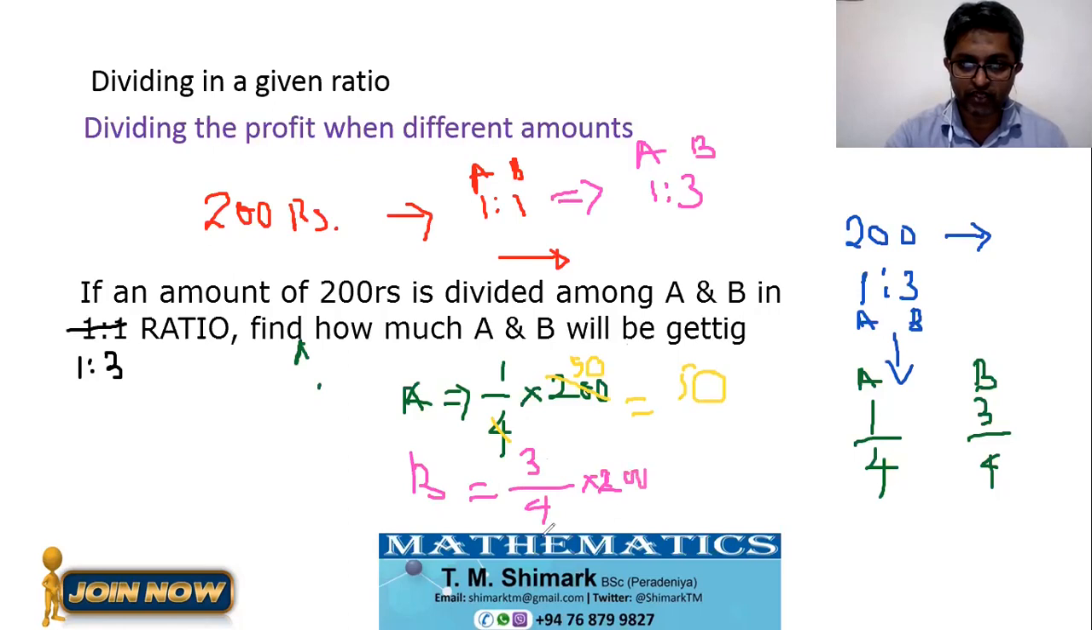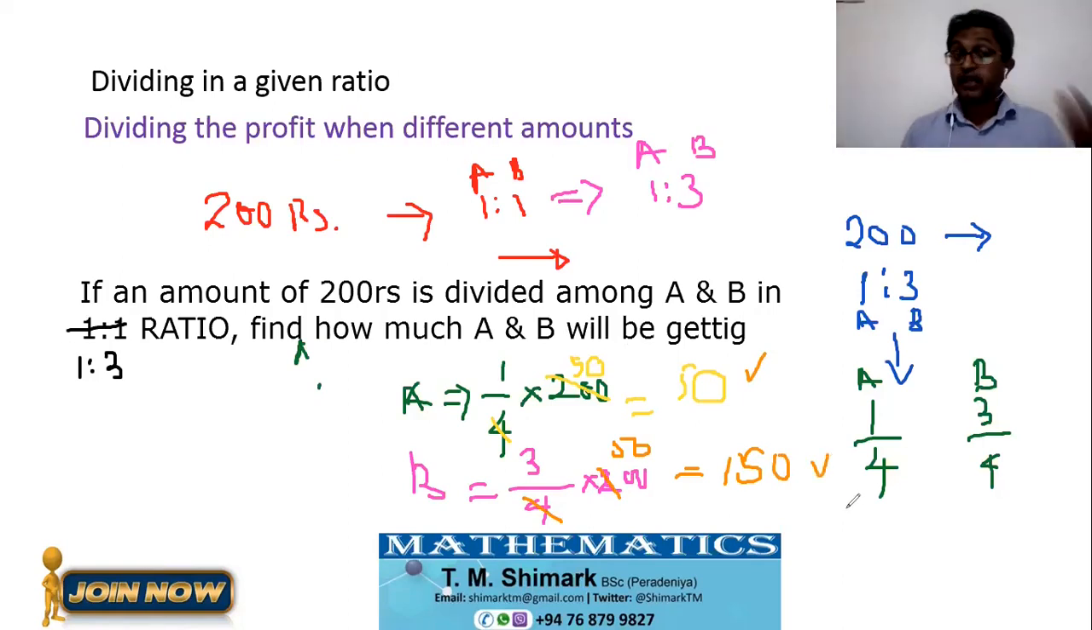So that will work out for us like this. This one cancels. 200 divided by 4 is 50. 3 times 50 is 150. So A will be getting 50 rupees and B will be getting 150 rupees if it is divided in the ratio 1:3.